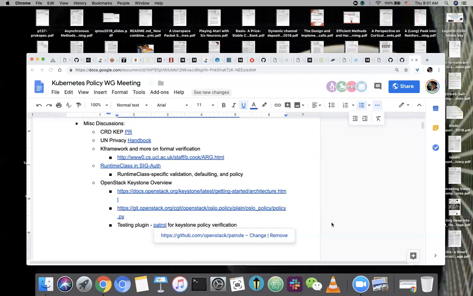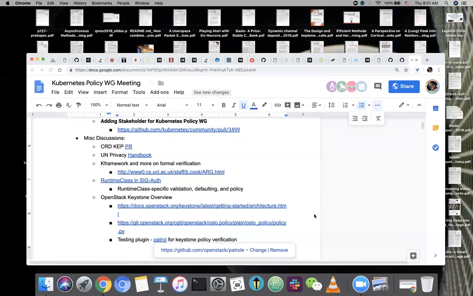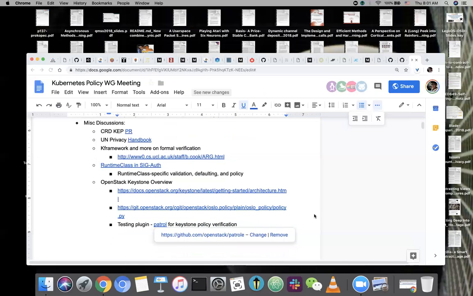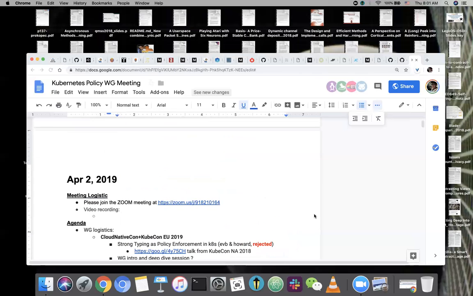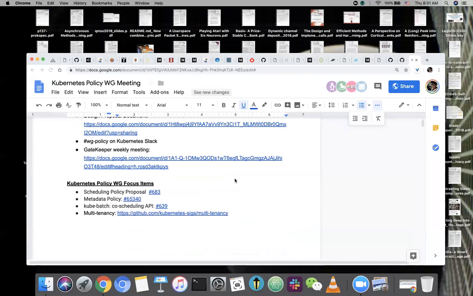Okay. Thank you so much. Rita, please add the gatekeeper meeting information on the meeting notes. Yeah, I added it to the top. Maybe it might be in the wrong place, but where is it? It's right there. Yeah, got it. Thank you so much.